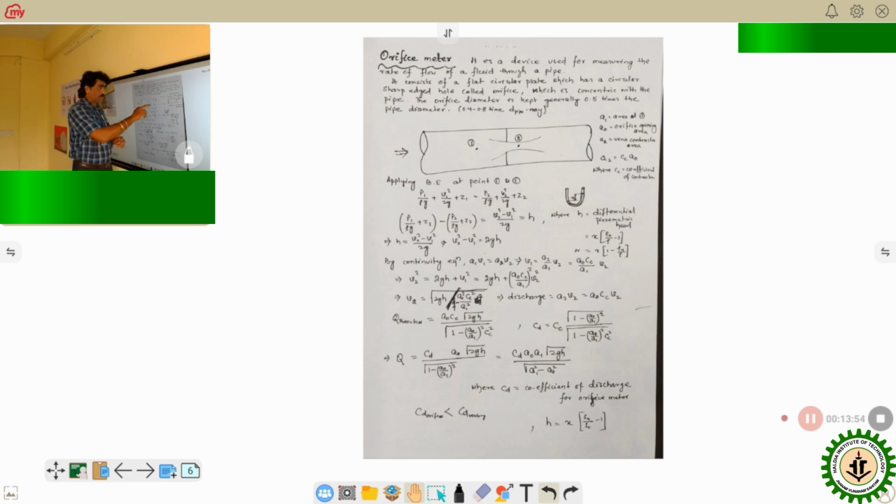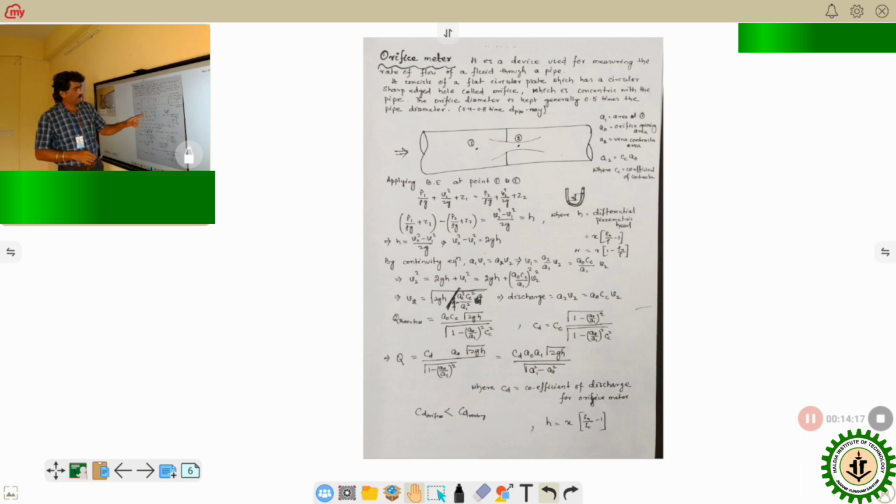So in the vena contracta we are having U-tube manometer connections. In the same way, proceeding with P1 by rho g plus V1 square by 2g plus Z1 is equal to P2 by rho g plus V2 square by 2g plus Z2. Here point 2 is the vena contracta, which is the imaginary one. The known value is the orifice hole diameter.